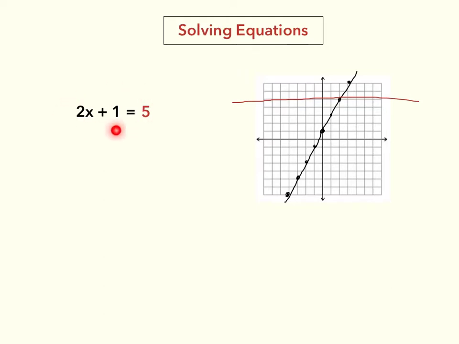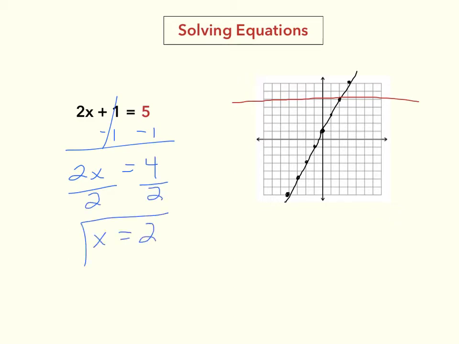So 2x plus 1 equals 5. All we would do is subtract the 1 from both sides, get 2x equals 4, divide by 2, and our x would be 2. And if you checked it on the graph, then you can see that the two graphs intersect. Here's 2x plus 1 right here, and then here's 5, the y equals 5, and they intersect right here at x equals 2. So we know we did it right.